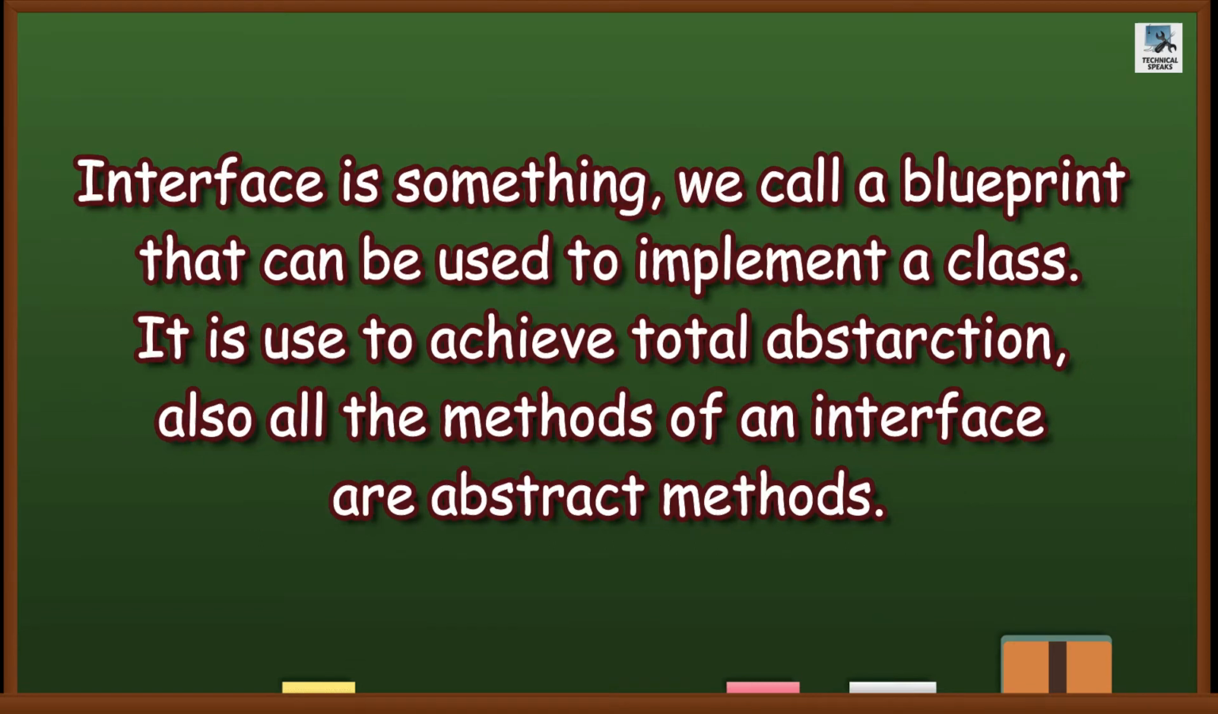The next we have is interface. So the interface is something we call a blueprint that can be used to implement a class. It is used to achieve total abstraction. Also, all the methods of an interface are abstract methods.